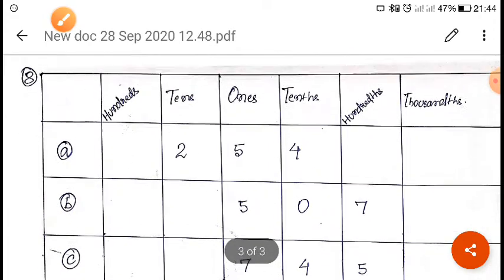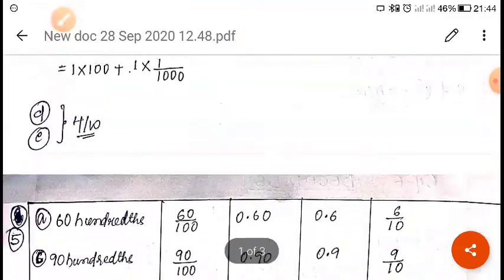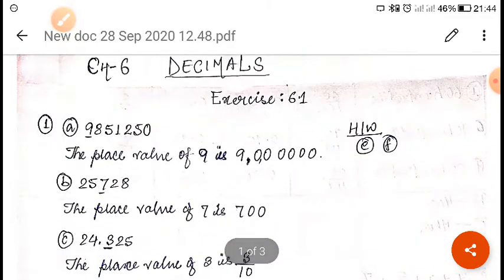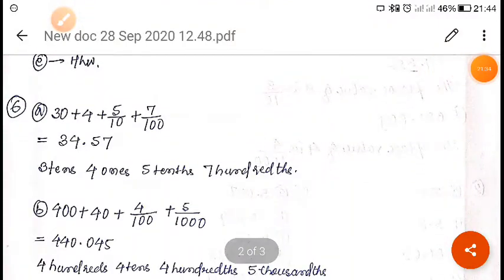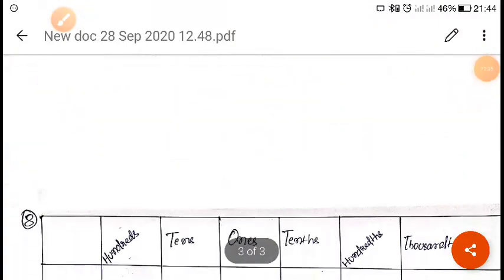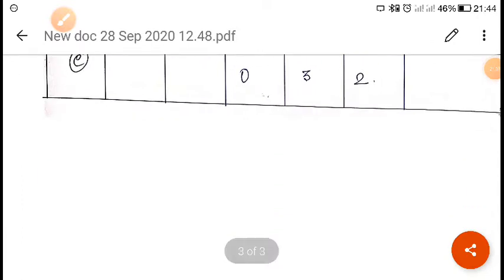So this was all about exercise 6.1. I hope you have understood everything. If not, you can contact me on my personal number. If you have any doubt in any questions, you can contact me on my personal WhatsApp number. Now we will see exercise 6.2.